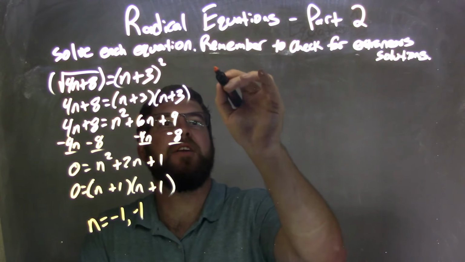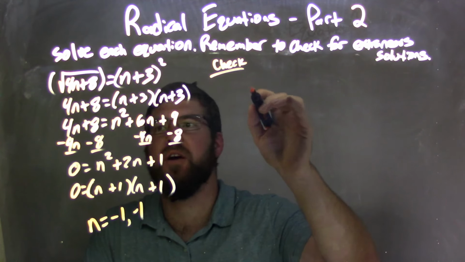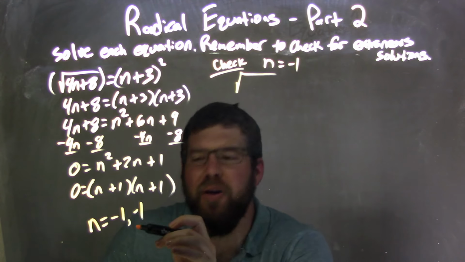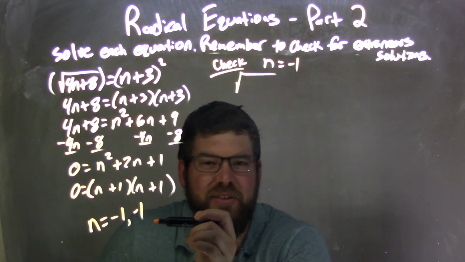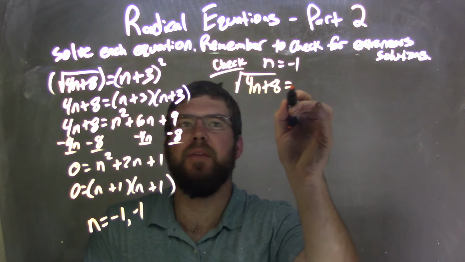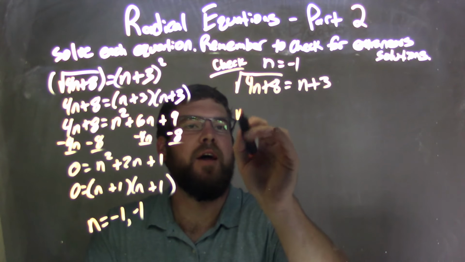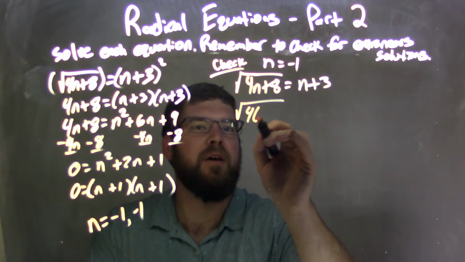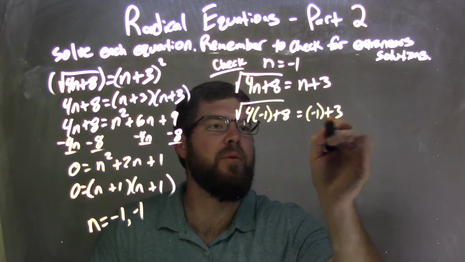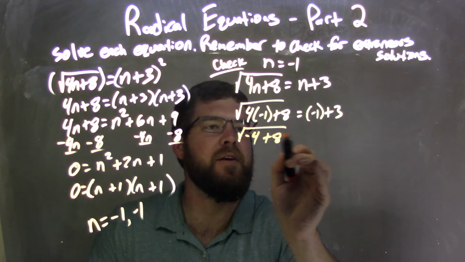So let's check. We check our work here. We're checking, well, really for extraneous solutions, but sometimes we need to check our work. Square root of, was the first one, negative 1. And really, I only have to do one check, right? Because negative 1 and negative 1 is redundant to do twice. So we have the square root of 4n plus 8 equals n plus 3. Okay? Negative 1 goes in for n, so I have 4 times a negative 1 plus 8 equals negative 1 plus 3.